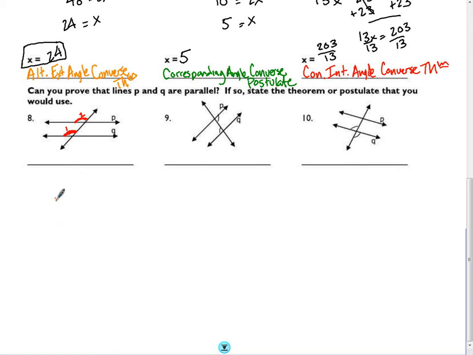So because they are congruent, we can state that yes, P is parallel to Q, because, and we're going to have to state our reason here, by the corresponding angle converse postulate.